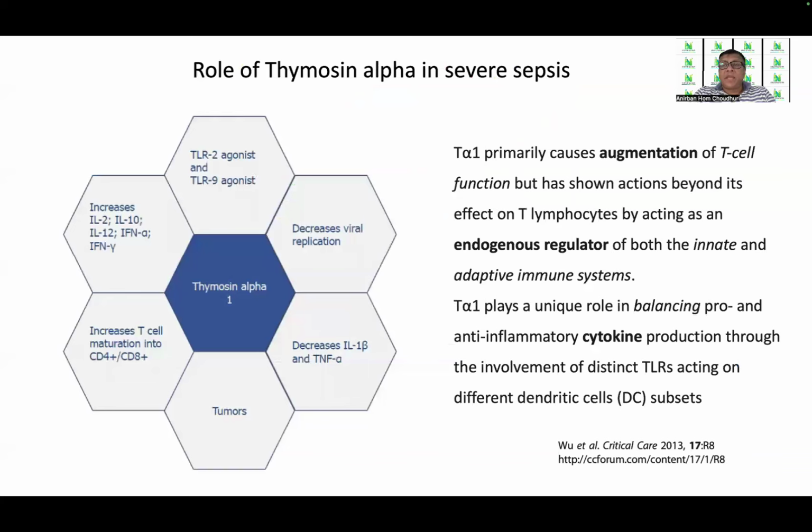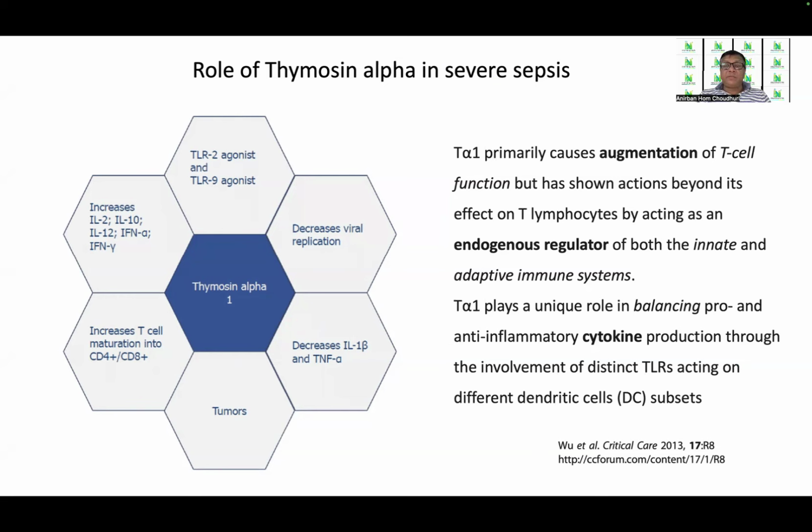The next important new thing in sepsis is understanding the role of thymosin alpha as a therapeutic modality. Thymosin alpha primarily causes augmentation of T cell function, which is why it was used in oncology patients, but its actions extend beyond its effects on the T lymphocytes. It acts as an endogenous regulator of both innate and adaptive immune response. And you can see these are the various mechanisms which have been found to be true for thymosin alpha, the increases and decreases of CD4 to CD8 ratio versus IL-1 beta and TNF alpha, etc.